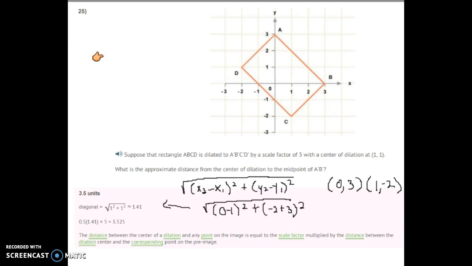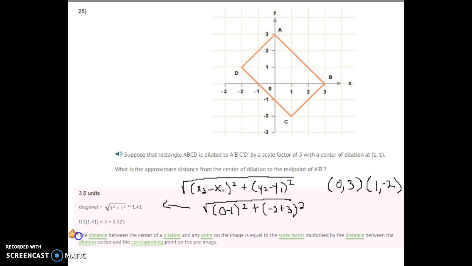All right, number 25 is also more difficult than what you're going to have on the actual IA, but I just wanted to show you how they did come up with the answer. They said, suppose that a rectangle ABCD is dilated by a scale factor of 5 with the center of dilation of (1, 1). What is the approximate distance from the center of dilation to the midpoint?